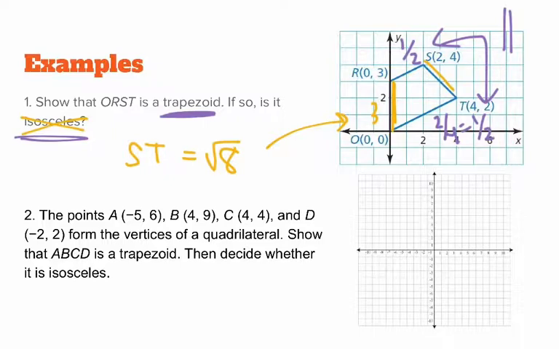All right, go ahead and graph the next 4 points, and we're going to decide too, is it a trapezoid or is it more special? Is it an isosceles trapezoid?